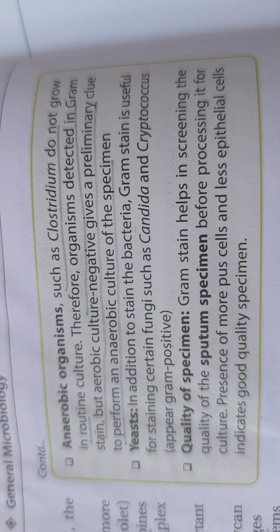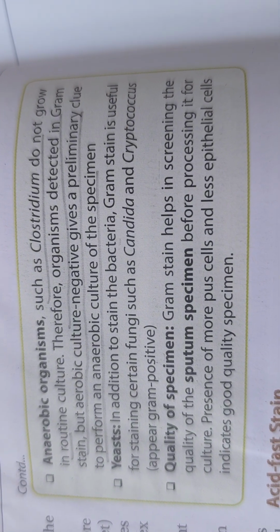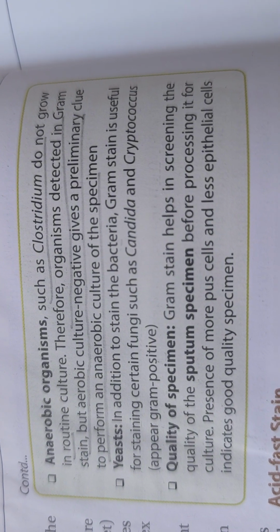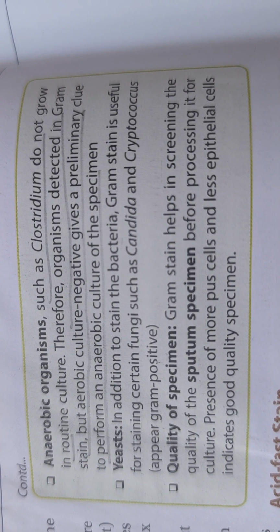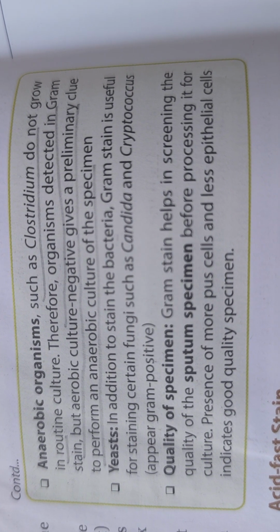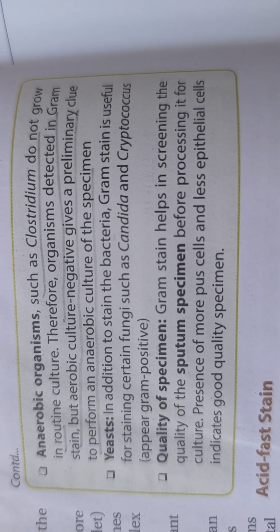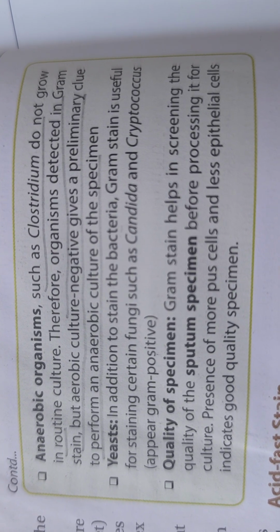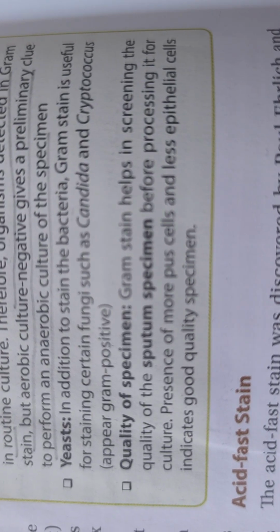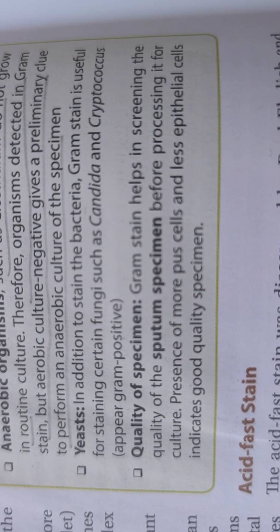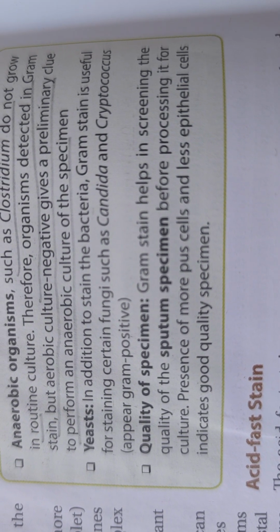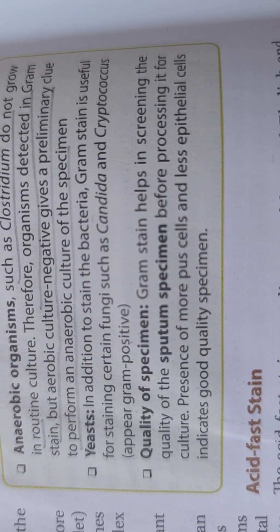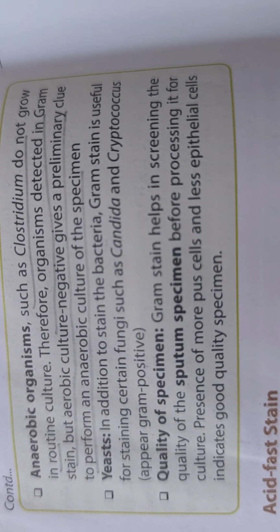Anaerobic organisms such as Clostridium do not grow in routine culture. Therefore, organisms detected in gram stain but aerobic culture negative give a preliminary clue to perform an anaerobic culture of the specimen. Yeast. In addition to staining bacteria, gram stain is useful for staining certain fungi like Candida and Cryptococcus, which appear gram positive.